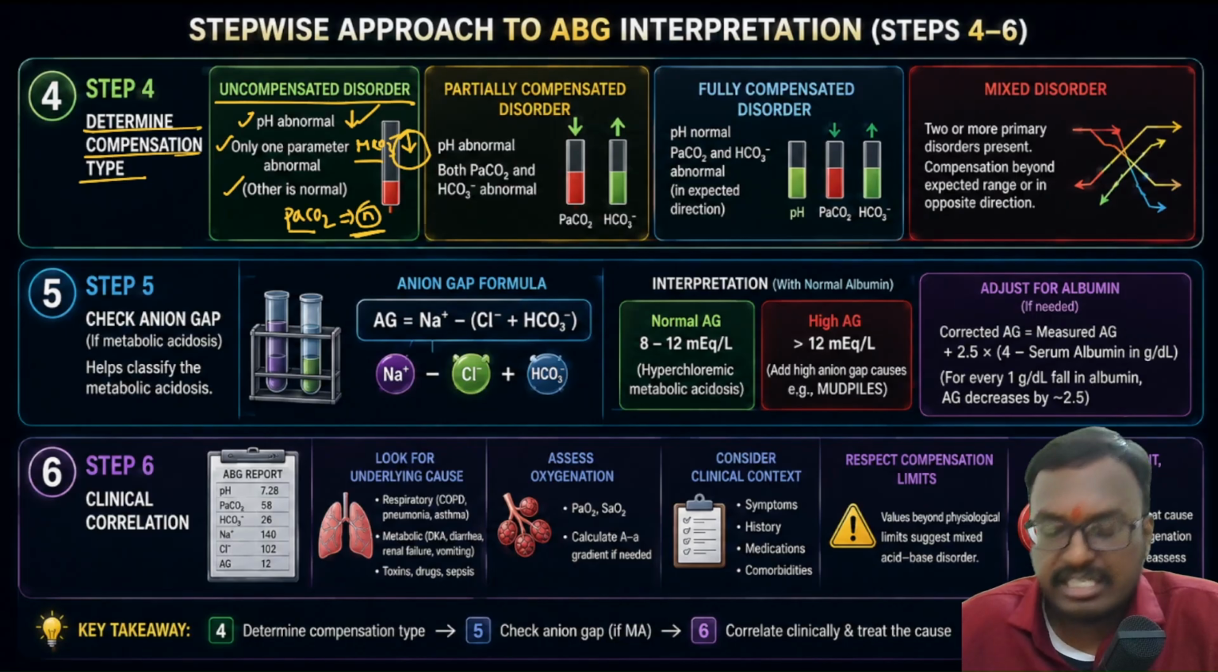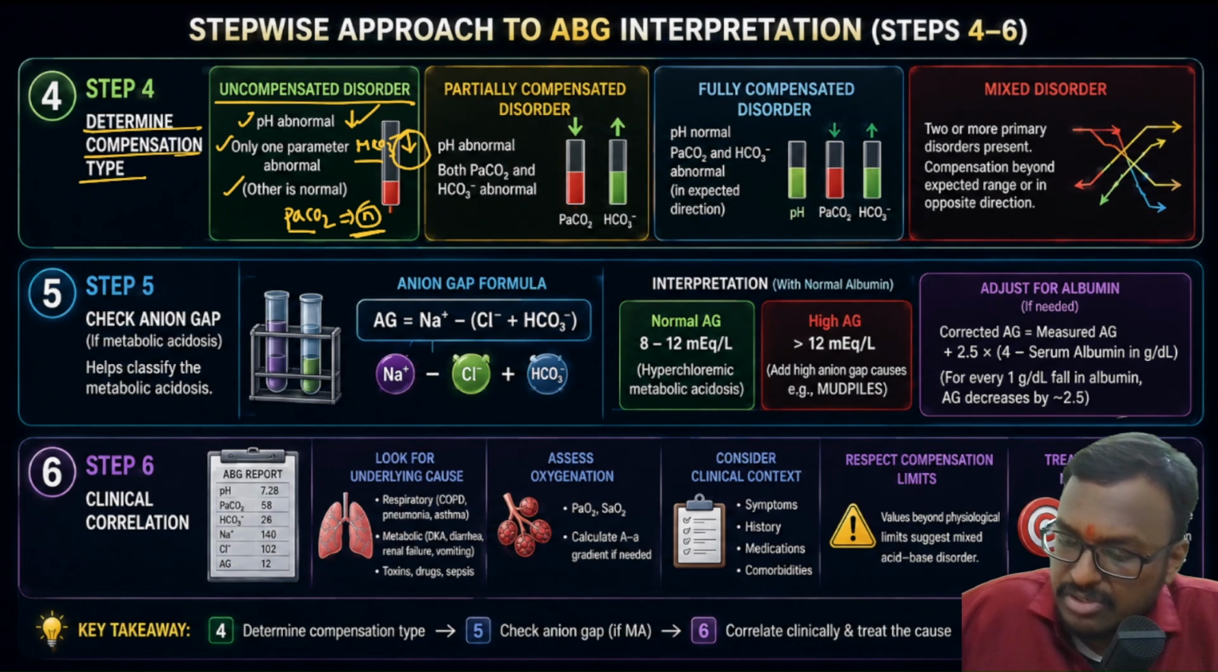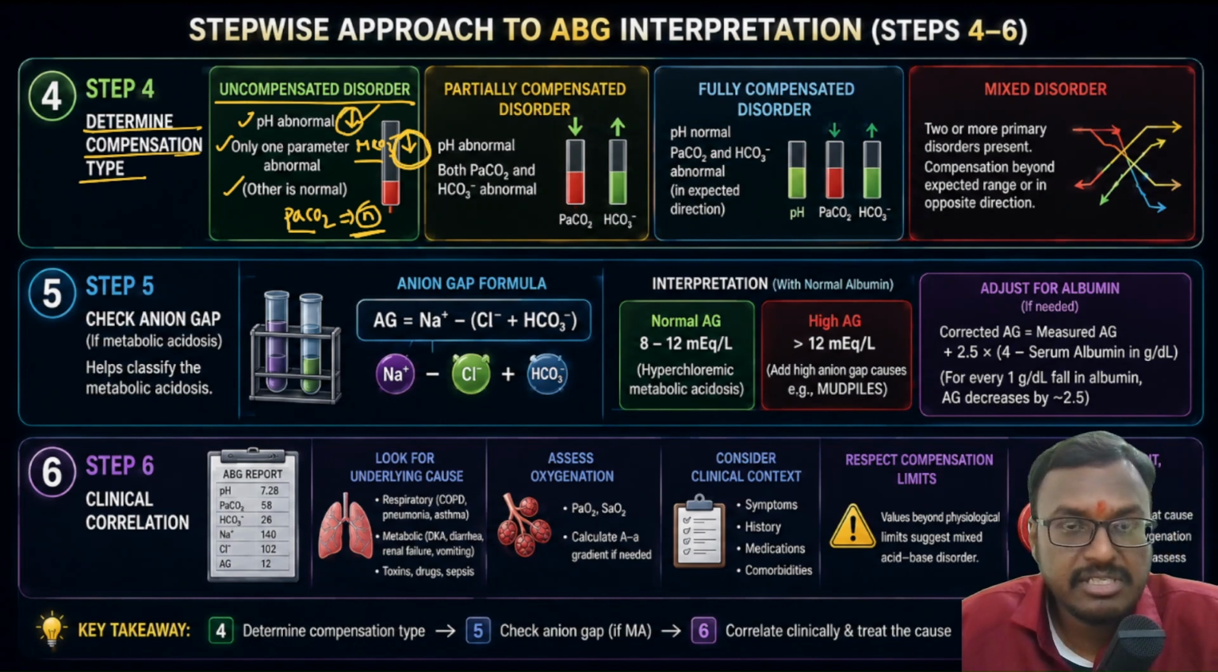If this is the situation of the patient, the body has not yet responded adequately, and this is usually seen in the early or acute stages of the disease, and it is called the uncompensated stage. As you know, if the pH is decreased and bicarbonate is also decreased, it is metabolic acidosis. So finally we can say it is an uncompensated metabolic acidosis.